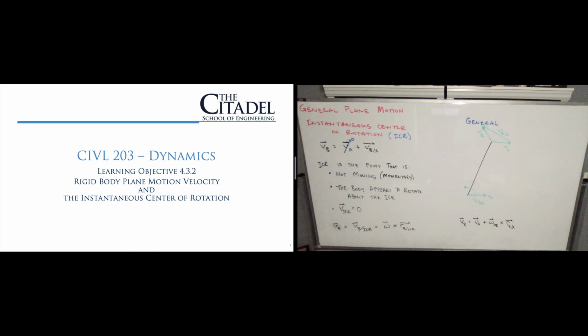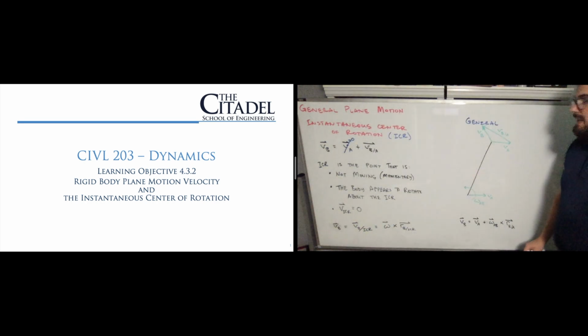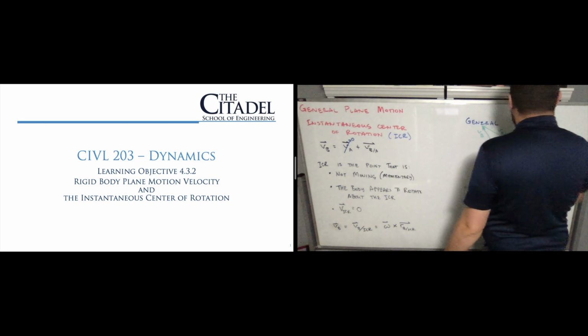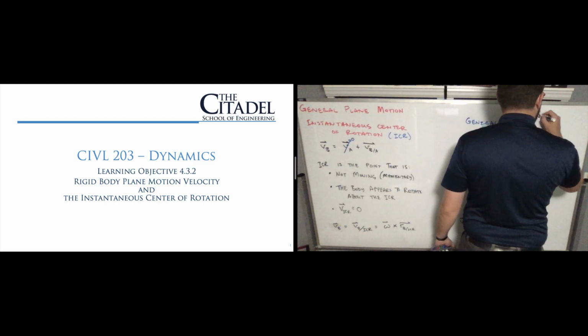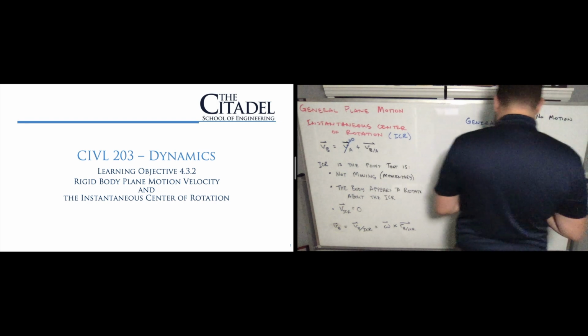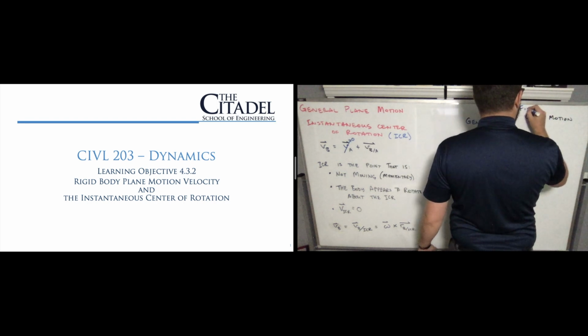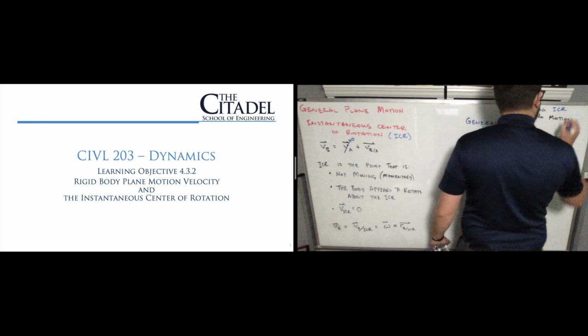Now your book talks about 2 rules, but really I think there's 3. So I'm going to count like a computer scientist and start counting with 0. If we have a point that's not moving, that is the ICR. So if we have a spot where there's no motion, we can just point at it and say, there's the ICR. So these are our rules for finding the ICR. So that's the first one.